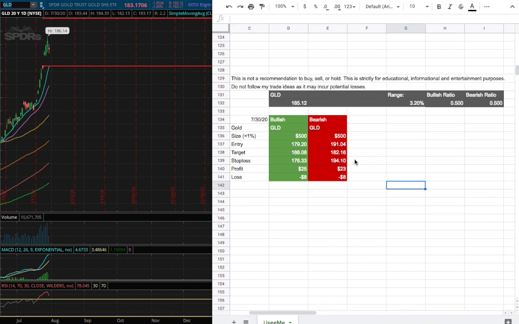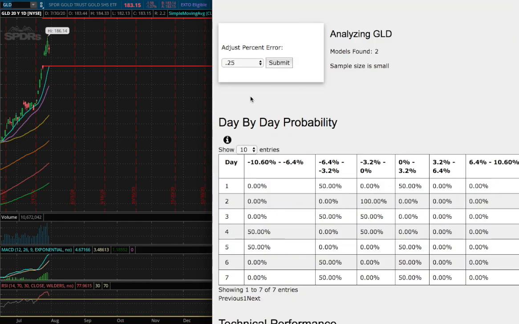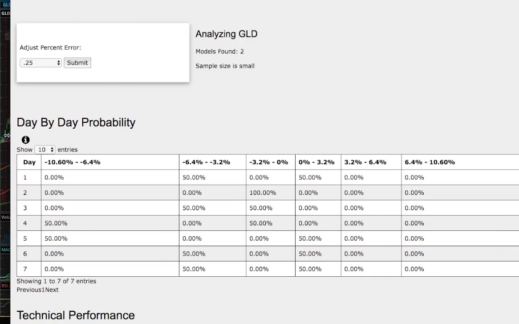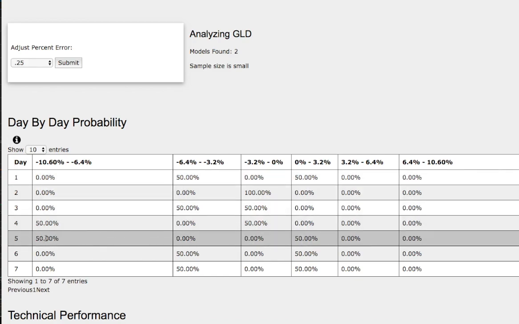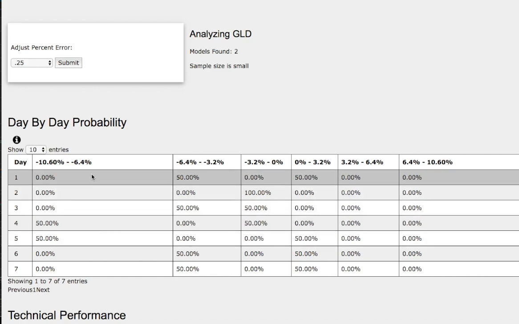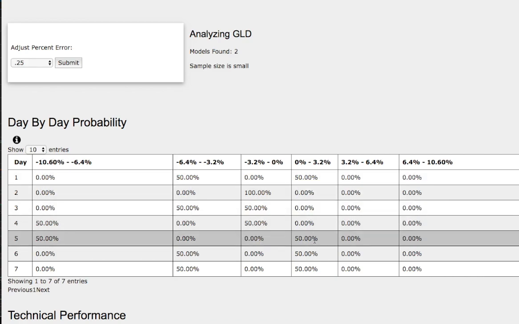So how did I develop these trade ideas? They come from the day-by-day probability model, where we have the range and bullish and bearish ratio. So it comes from this table right here. As we progress to the 5th day, we have, say, a 50% chance for GLD to fall between -6% to -11%, and to the upside, a 50% chance for it to climb between 0 to 3%.